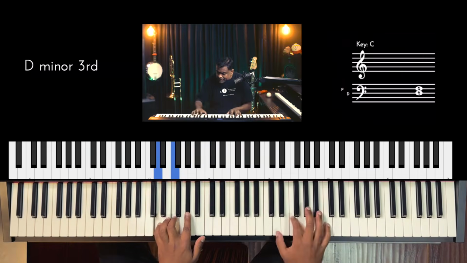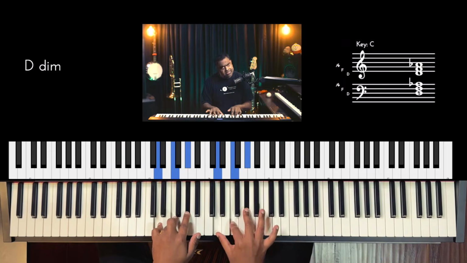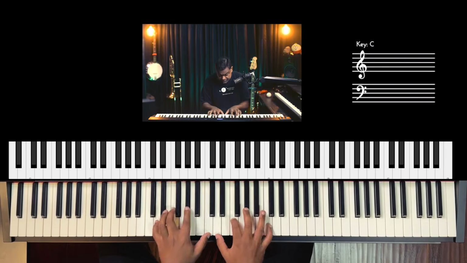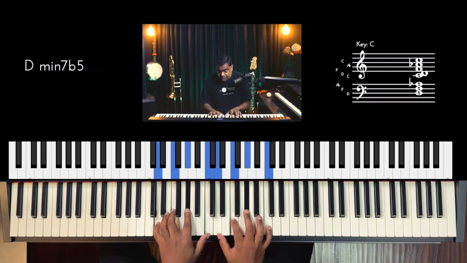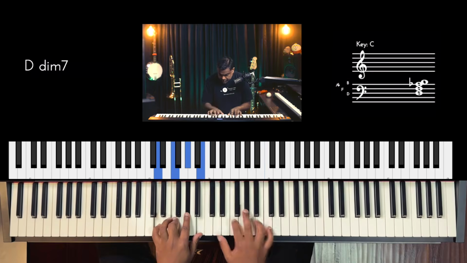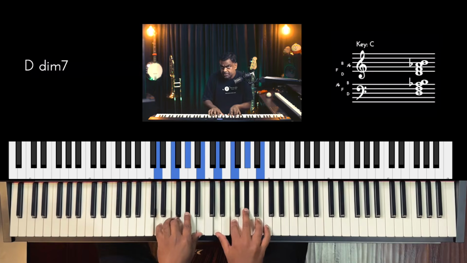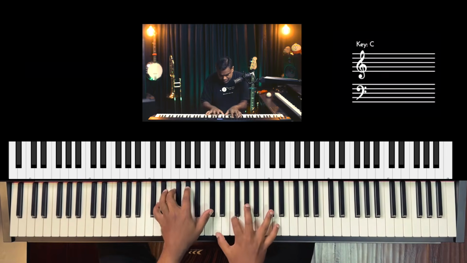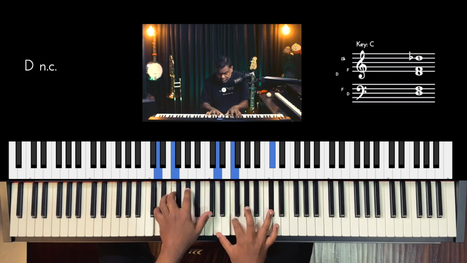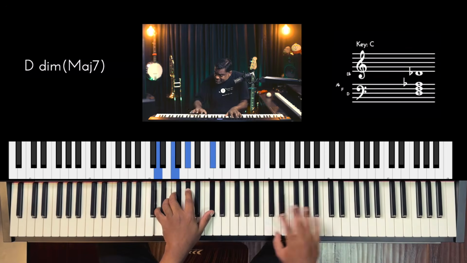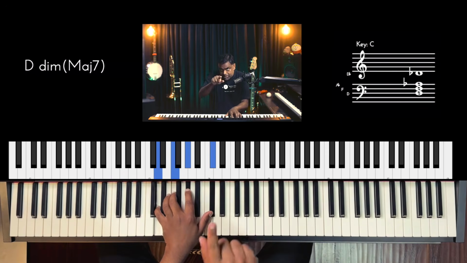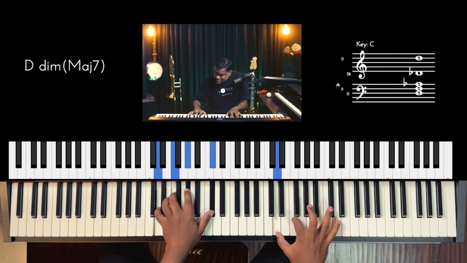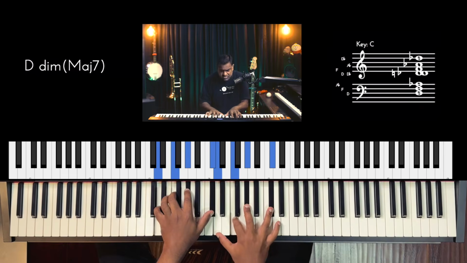D, F, A flat. And the same story as earlier. We are going to do D diminished with a major 7th, D diminished with a minor 7th, but we'll also add D diminished with a diminished 7th, which is 3, root minus 3. So you go, this would be D diminished major 7th. So you write D dim in brackets major 7th. D diminished major 7th. Rare chord though.